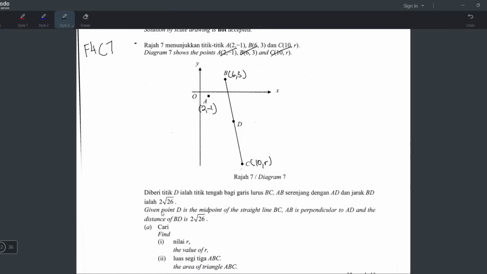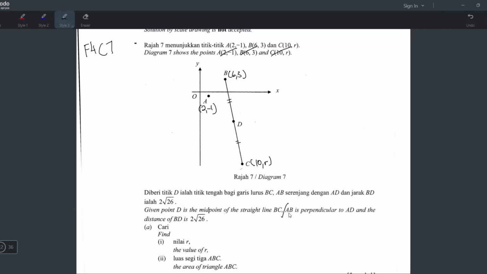Okay, now let's see what next. Given point D is the midpoint of BC. Okay, D is the midpoint. So that means this line right here and this line right here has the same distance, ataupun sama panjang. And can we use the midpoint formula to find point D? The answer is no, because I don't have point C. The point C is not complete. If the point C is complete, then I can straight away take this and this, use the midpoint formula to find point D. But I cannot do that because point C is not complete.